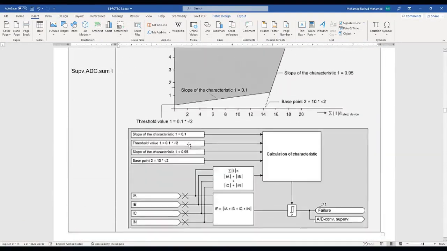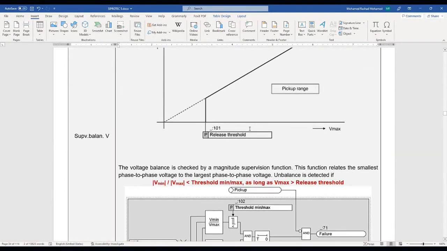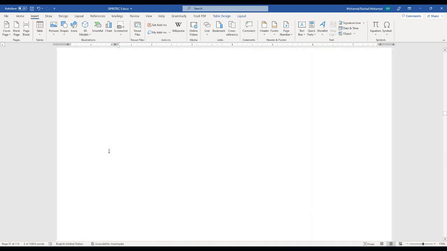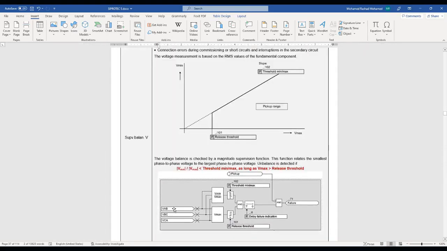Of course, this is for the current, and you will find this measuring point on the voltage. You will find an explanation for everything, even for very simple things. For example, let's see here. You have the supervision of the balance voltage, where it takes the phase-to-phase voltages and inputs them here, and checks the minimum against the maximum. If the minimum to maximum exceeds your set point or is less than your set point, and here the maximum of one of them exceeds your set point, both are input into a timer.